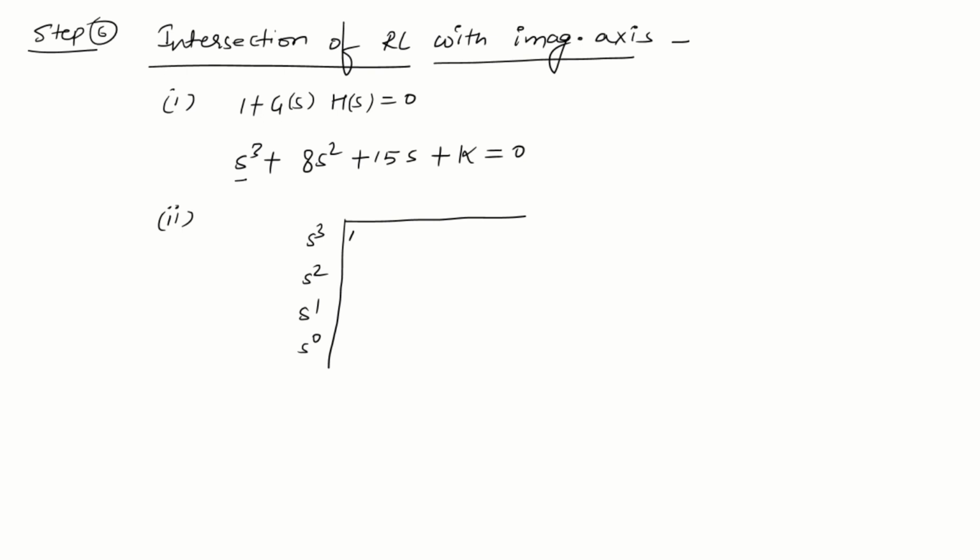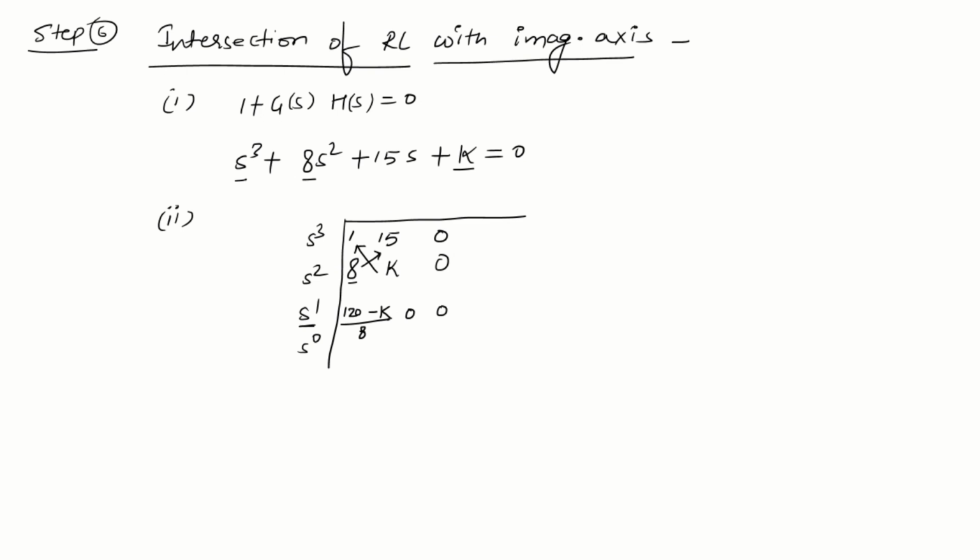The next element of this first row will be 15, and the next element will be 0. The first element of s square will be 8, and the next element will be k. The next element will be 0. The first element of s to power 1 will be 8 into 15 minus k into 1, divided by 8. So this will be 120 minus k divided by 8. The remaining terms will be 0 and 0.